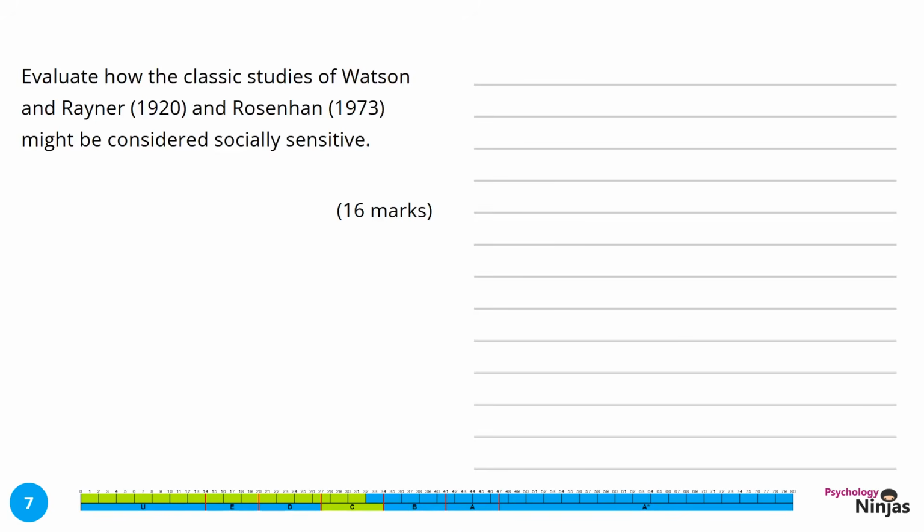Evaluate how the classic studies of Watson and Rayner 1920 and Rosenhan 1973 might be considered socially sensitive, 16 marks.